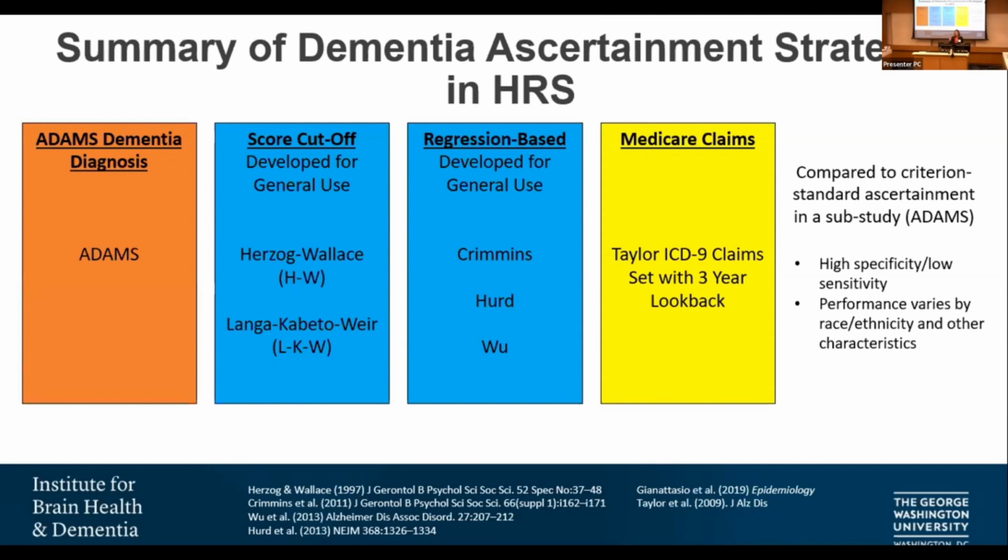If you think about the measurement properties of these, we have some tools to do that. Remember, we have this ADAMS sample. So what I did is take all of these algorithms, assign dementia status based on them, and compare them to the criterion standard assessment in the substudy. And what we found is that these algorithms typically have high specificity, very low sensitivity, and that the performance varied wildly by race, ethnicity, and a variety of other characteristics that I considered. And I said, well, that's not terribly useful for what I want to do. Now, it might be fine for some purposes, but not when I'm specifically thinking about racial and ethnic disparities.